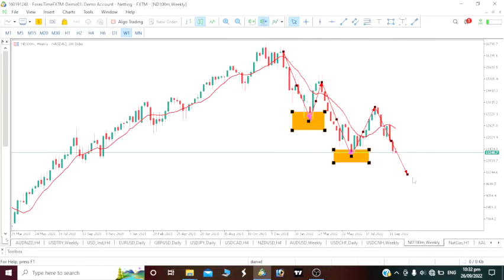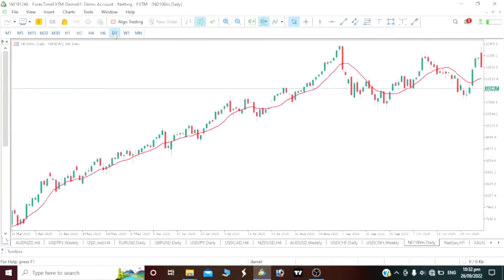So on the weekly time frame, we are still on a bearish move and very likely to continue this bearish move to the year end. We would want to see NASDAQ 100 break these previous lower lows. So that is the weekly time frame: we are bearish. Now let's see what the daily time frame says.